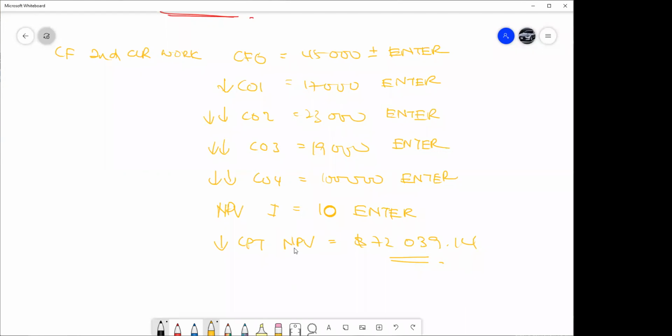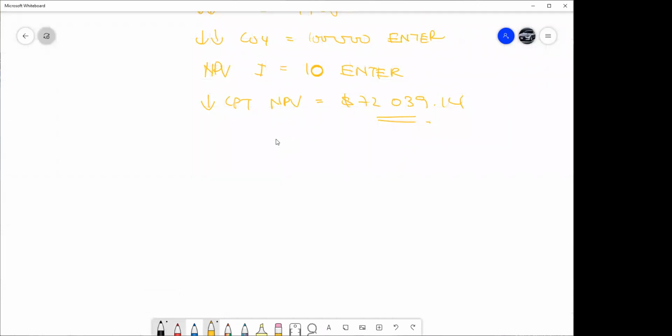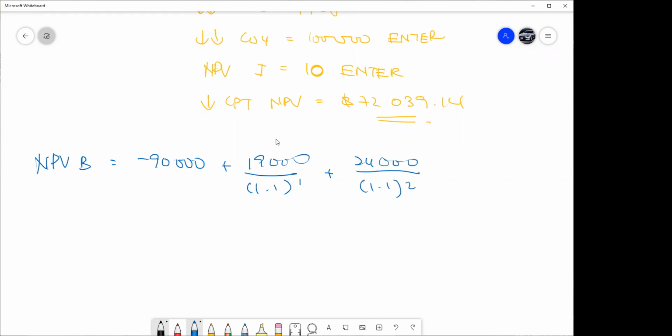Okay, so let's move on to B. A lot of you already attempted NPV B. NPV B starts off with negative 90K, the manual way, plus 19,000 over 1.1 to the power of 1, plus 24,000 divided by 1.1 to the power of 2, 35,000 over 1.1 to the power of 3, and the last one is 55,000 over 1.1 to the power of 4. I'm writing this out for those who couldn't get it. This will give you 10,969.2.